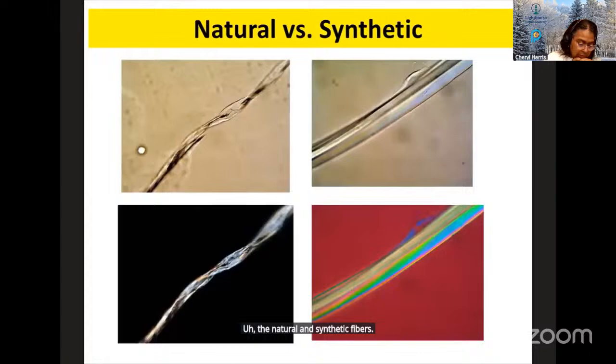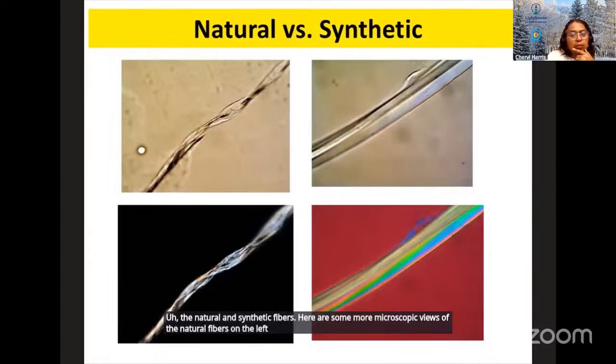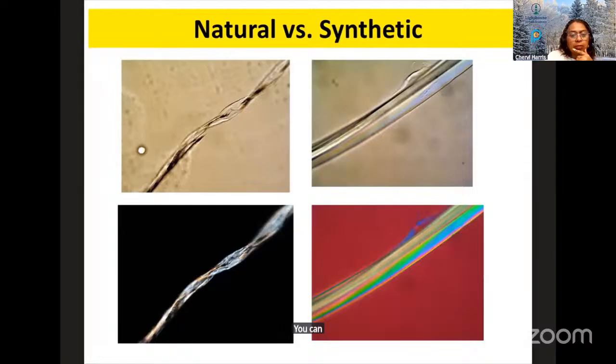Here are some more microscopic views of the natural fibers on the left and the synthetic fibers on the right. You can see that the natural fibers on the left are not as perfectly organized as the synthetic fibers on the right, because those are man-made.